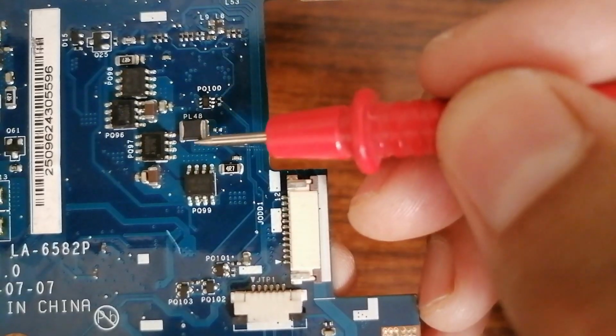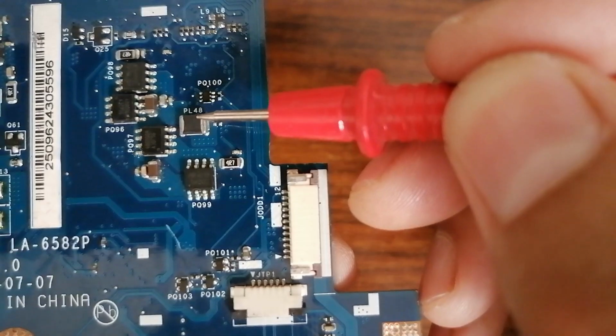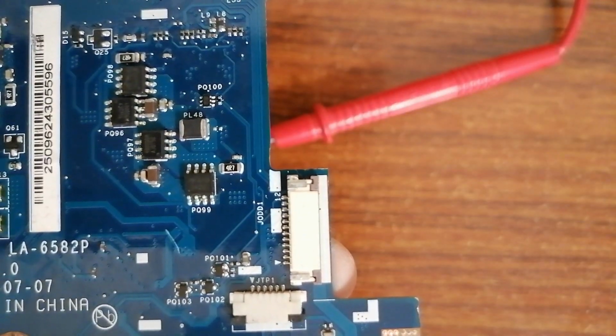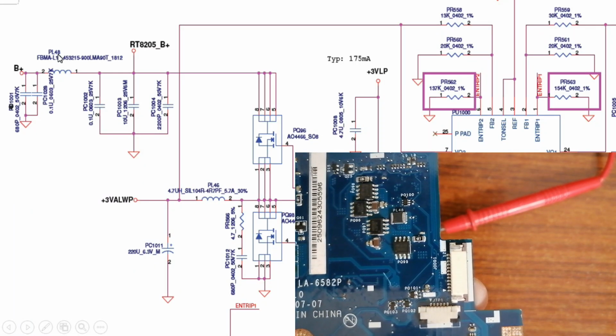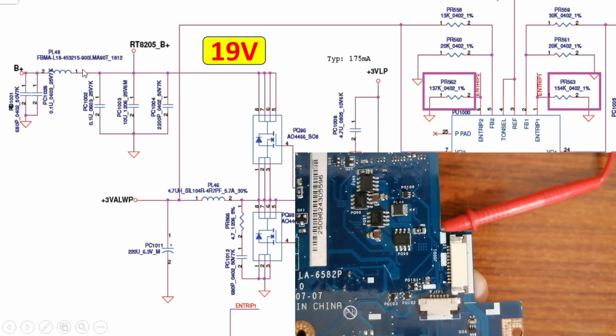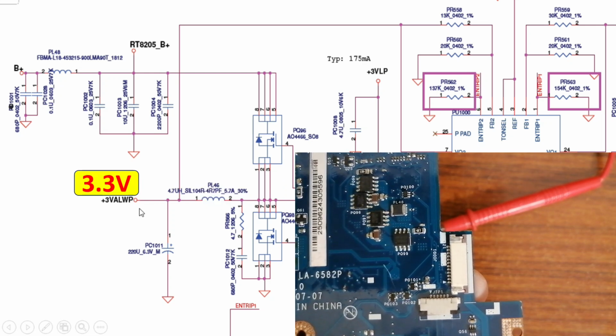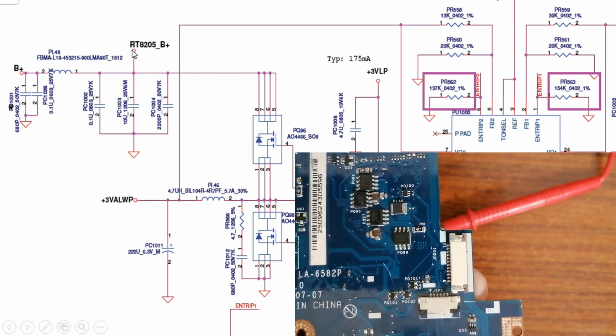Okay, do you see this component? This is inductor PL48. So let's go to the schematic. As you can see here, we have PL48 and B plus 19 volt will be passed through PL48 in order to be applied to this voltage regulator and of course to generate plus 3 volt. And as you can see here, we have RT8205 B plus. This B plus means 19 volt.